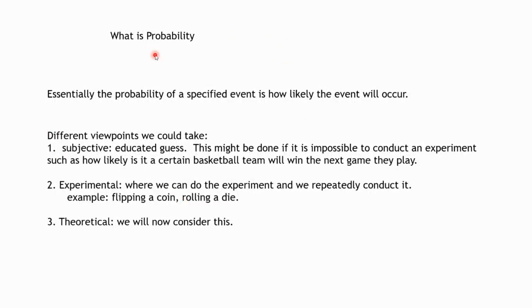So you might be asking, what is it? As I said already, the whole idea of probability is we're trying to see how likely an event will occur. We're trying to apply mathematics to that. Now, the book does go into the different concepts, like subjective, which essentially is just an educated guess, as I wrote there. You might have that, for instance, if you're wondering how likely it is that a certain baseball or basketball team will win the next game they play. But again, it's kind of hard to figure that out.